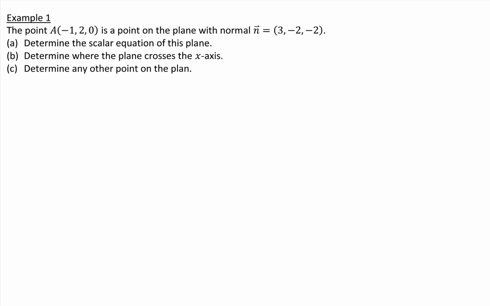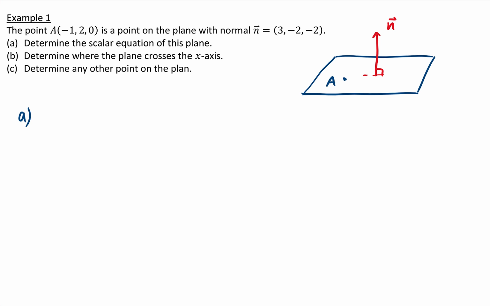So example 1. The point A(-1, 2, 0) is a point on the plane, and the plane has normal (3, -2, -2). So we have a plane. We have the point A on the plane, and we have the normal to the plane, so a vector that points perpendicular to all vectors in this plane.